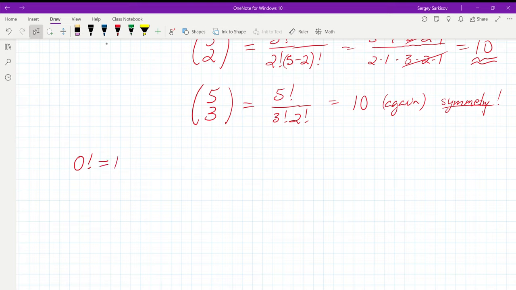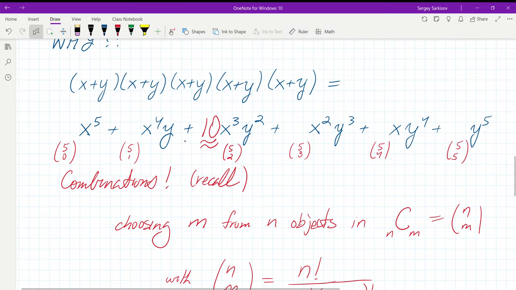So now, what about 5 choose 0? Well, that's 5 factorial over 0 factorial times 5 minus 0, which is 5 factorial. That's just going to cancel out to 1 over 1. This is a 1, remember. So it's 1. There we go. The first one's a 1. We get it right here. Put a 1 in there.